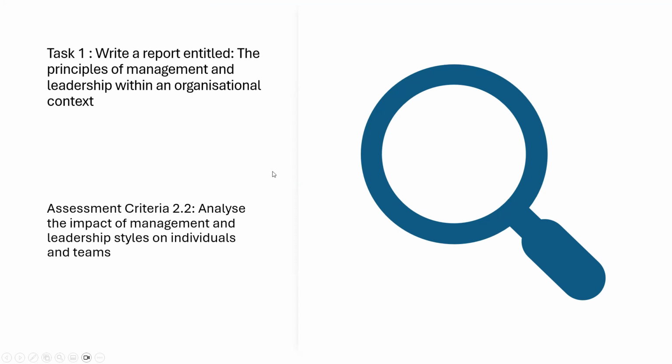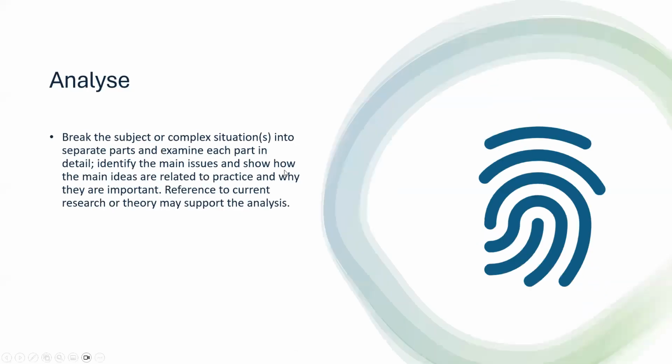Assessment Criteria 2.2: analyze the impact of management and leadership styles on individuals and teams. It's worth breaking this one down into its component parts, which of course is what we've got to do. So what does analyze mean? What's the CMI asking for? Break the subject or complex situations into separate parts and examine each part in detail. Identify the main issues and show how the main ideas are related to practice and why they're important. Reference to current research or theory may support the analysis. So we've got to break it down.